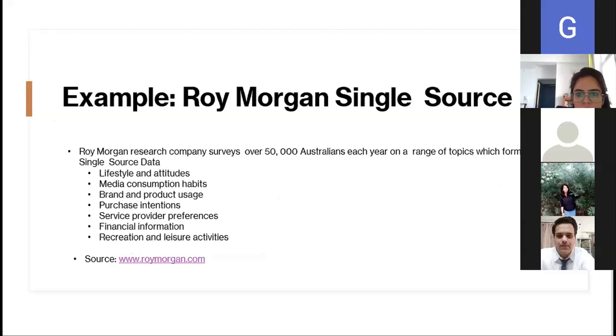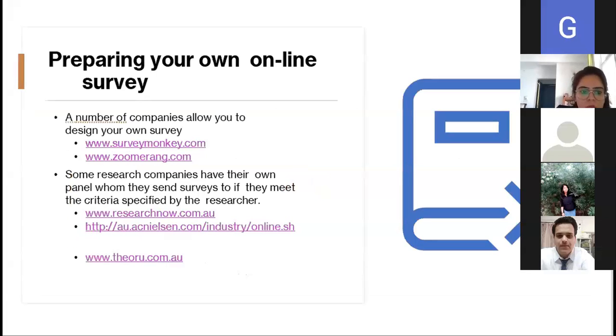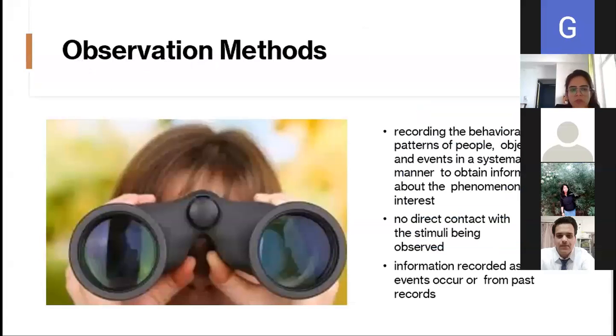Okay, so you can check this also. This is a consumer panel which has around 50,000 Australians, and this company asks for all this data from them. And then you can do your online survey. You can make it on SurveyMonkey and so on. For your live research, you can do it on Google Forms. Have you prepared any questionnaire on Google Forms ever? Yes, ma'am. Okay, good.